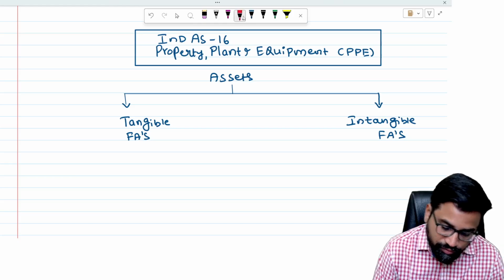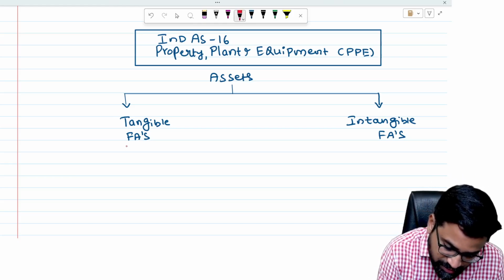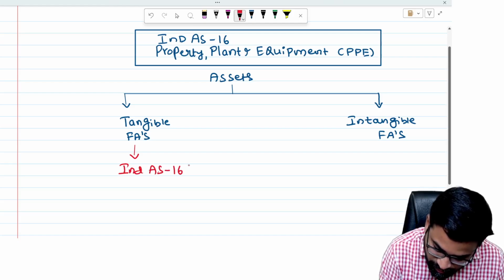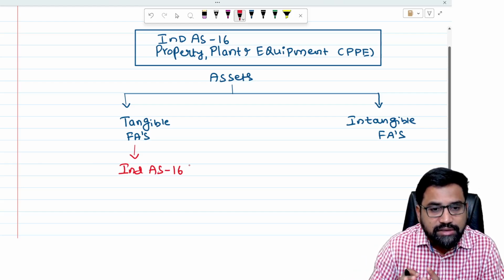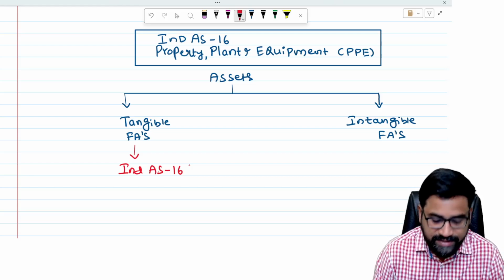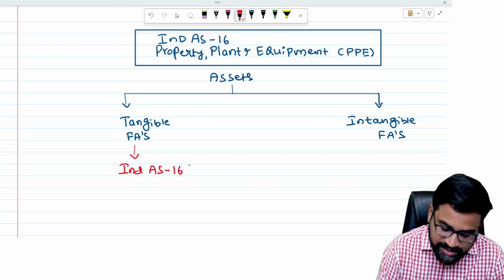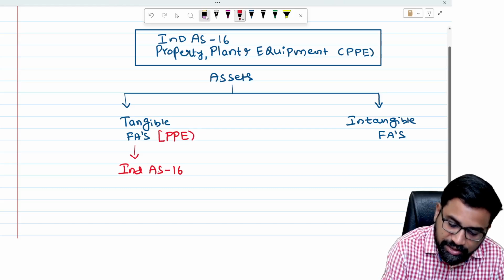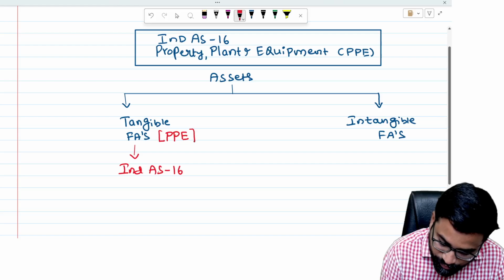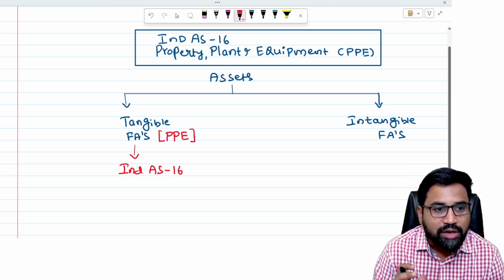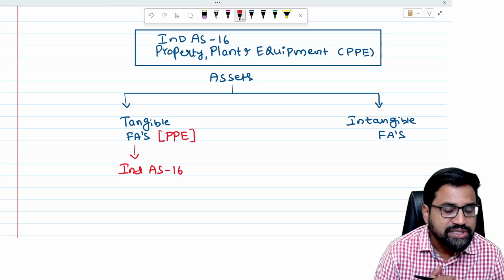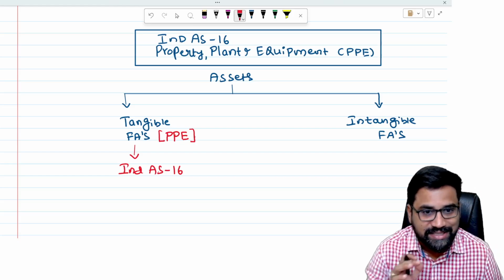Now, for tangible fixed assets, there is an accounting standard, that is Ind AS 16, which exclusively deals with the accounting treatment of tangible fixed assets. So these tangible fixed assets will be called PPE, property, plant, equipment. So PPE are tangible fixed assets. For the accounting treatment of tangible fixed assets, we have a separate standard, Ind AS 16.